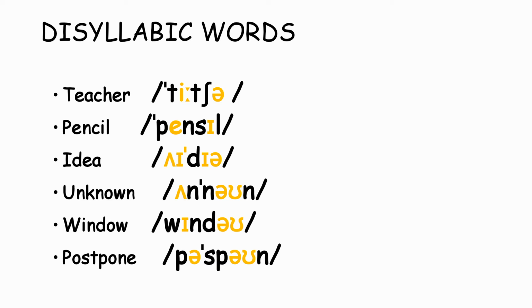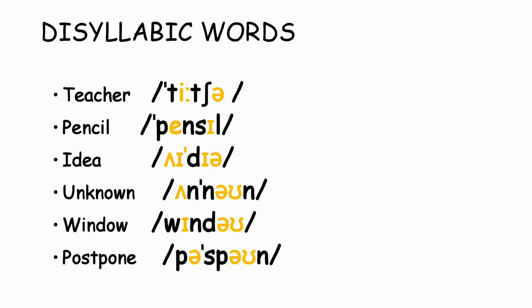Now idea. You see, two diphthongs are there. Diphthongs are also considered vowels. So two vowel sounds are there, therefore two syllables are there. That's why it is also a disyllabic word. Next, unknown. Two vowel sounds are there, therefore two syllables are there. It is also a disyllabic word.